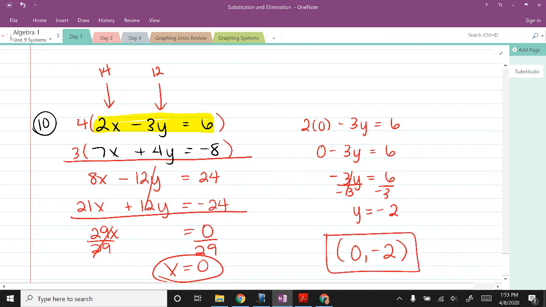So that is the elimination method. Please shoot me an email if you have a problem with the problem, and I'll be glad to show you how to do it. And now you're able to work on all of worksheet number 4.